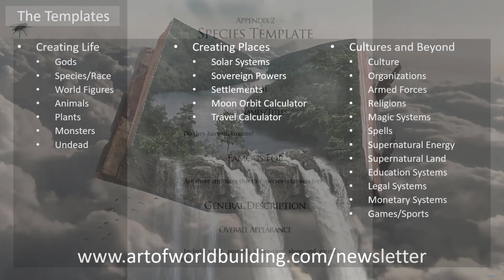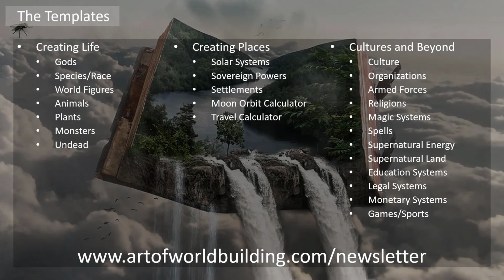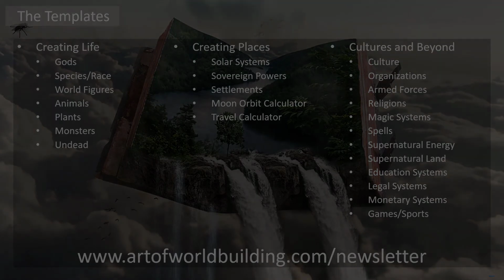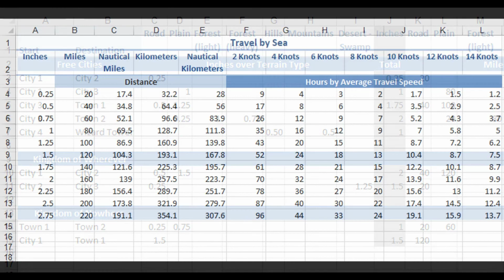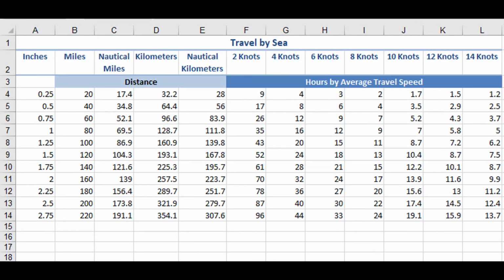There are over 20 of these templates, as you can see from this list. Most of them are Microsoft Word documents, but the 2 calculator ones, which come from my Creating Places book, are Excel spreadsheets that take care of the math for you. You can just type in measurements from a map and find out how long it takes to go somewhere by dragon, wagon, foot, or even ships.